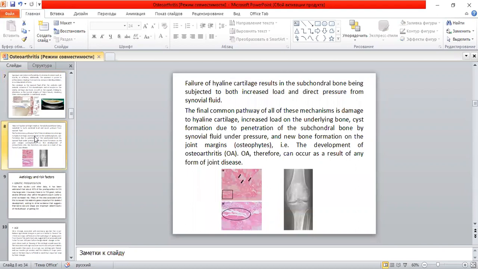Failure of hyaline cartilage results in the subchondral bone being subjected to both increased load and direct pressure from synovial fluid. The final common pathway of all of these mechanisms is damage to hyaline cartilage and increased load on the underlying bone. This results in cyst formation due to penetration of the subchondral bone by synovial fluid under pressure, and new bone formation on the joint margins. The development of osteoarthritis therefore can occur as a result of any form of joint disease.